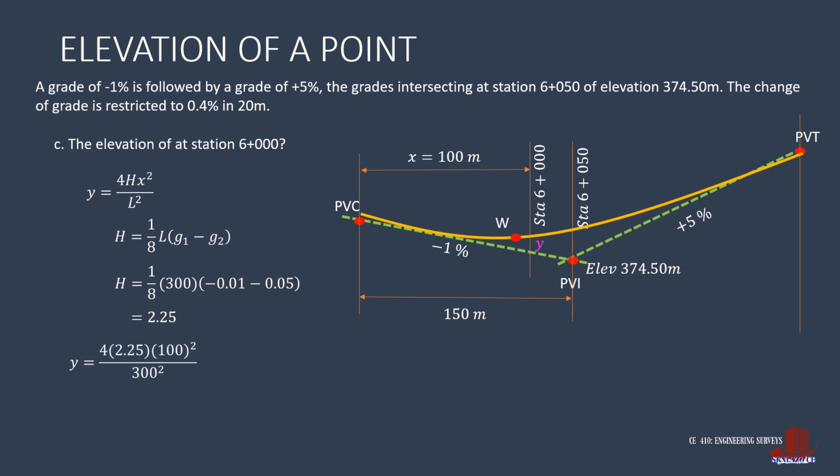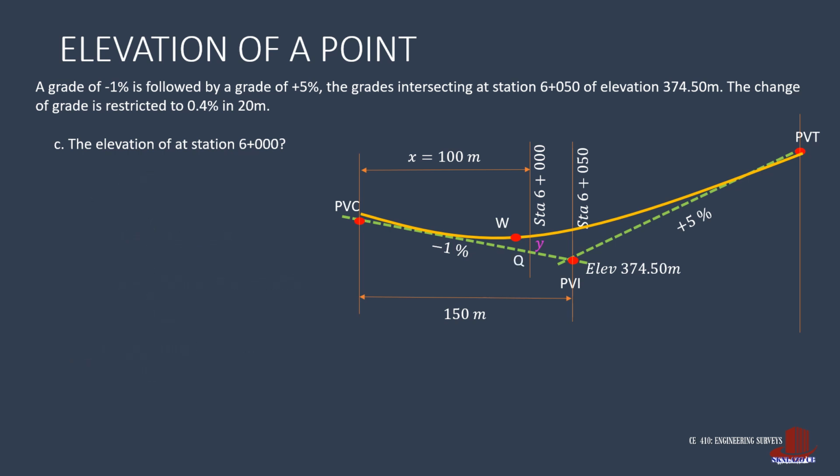Plugging the values into y, we get 4 times 2.25 with the square of 100 all over 300 squared, giving y as 1 meter. From the tangent point, take the vertical distance to the PVI elevation, and this is taken as the gradient times the gap of these two stations. H is then 0.01 of 50 meters, which is 0.5 meter.